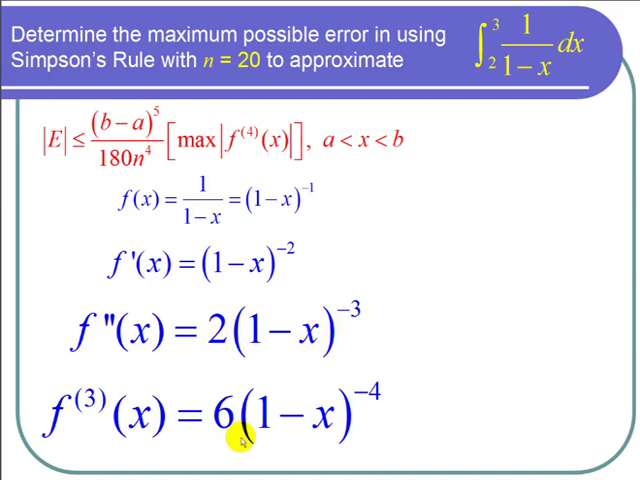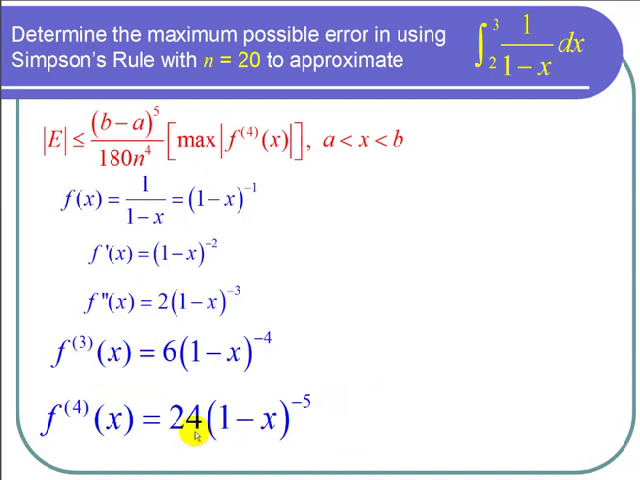So we have one more derivative to take, the fourth derivative. And again, same chain rule. We get negative 1 times negative 4 times 6 is 24 times (1 minus x) to the negative fifth power. And there's our fourth derivative of x.